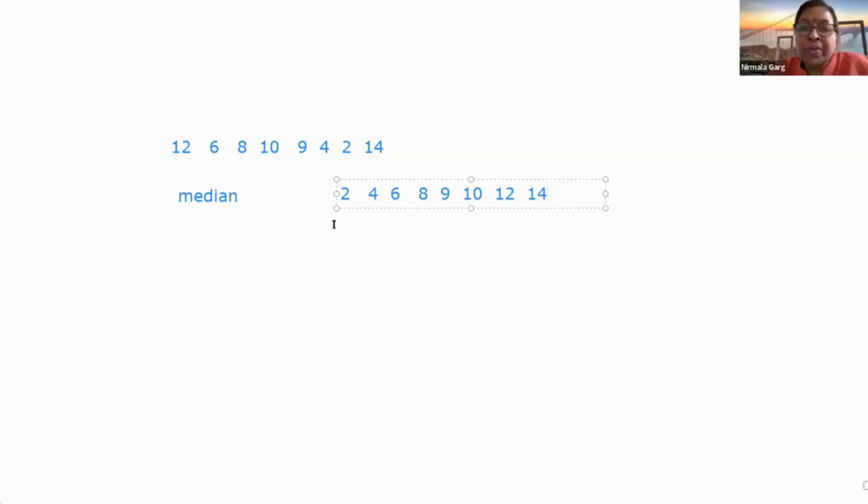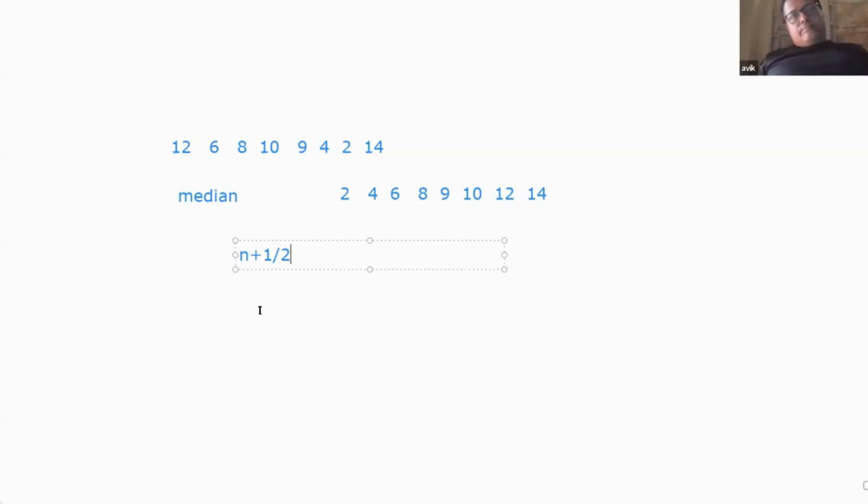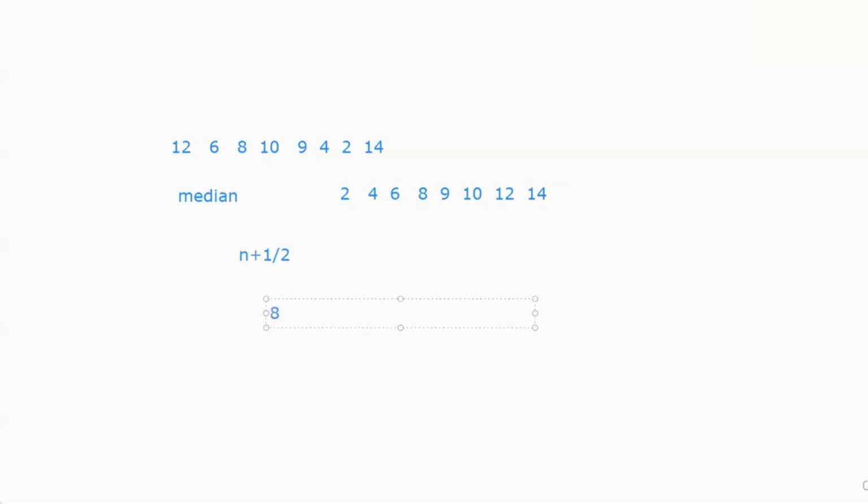So there is a formula for how to find out a median. What is the formula? (N + 1) divided by 2, where n represents the number of data points. So how many is it? 1, 2, 3, 4, 5, 6, 7, 8. So n is 8. 8 plus 1 is equal to 9, divided by 2.